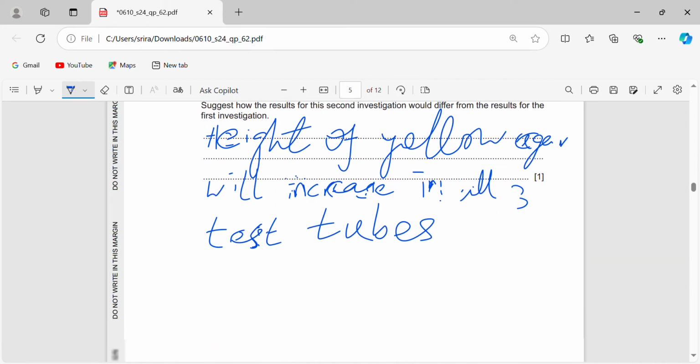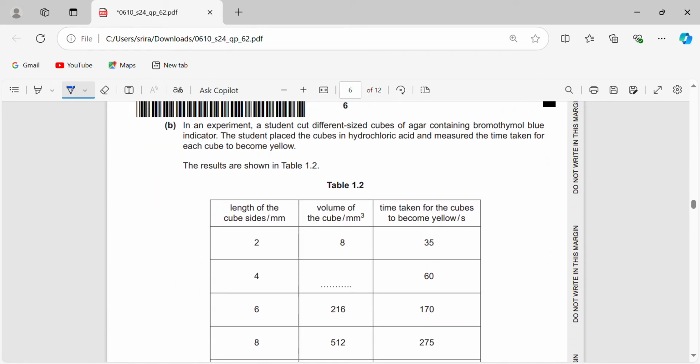Okay, so now we are reaching the next part. In an experiment, a student cut different size cubes of agar containing bromothymol blue indicator. The student places the cubes in hydrochloric acid and measures the time taken. So here, just from this question, we can see different size cubes. He's cutting different size cubes. That is going to be the independent variable, the length of the cube size. You're going to understand why I'm saying this very soon, but I'm just going to differentiate. So the length of the cube size is what's going to be our independent variable, and the time taken is going to be our dependent variable. Just keep that in mind.